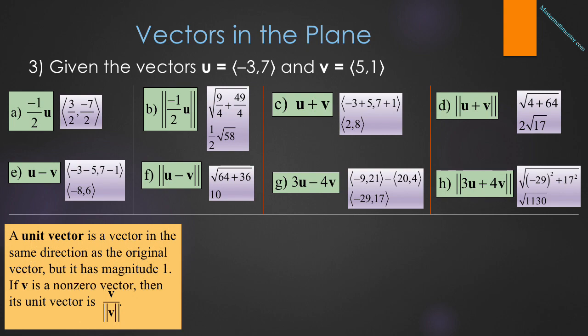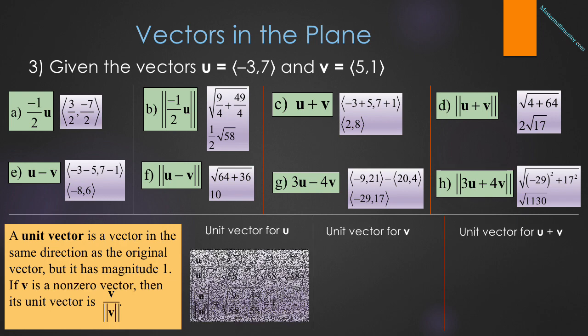We define a unit vector as a vector in the same direction as the original vector, but with magnitude 1. If v is a non-zero vector, then its unit vector is calculated by v over the magnitude of v. The unit vector for u, negative 3, 7, is u, the vector negative 3, 7, over the square root of 58, which is the vector negative 3 over the square root of 58, 7 over the square root of 58.